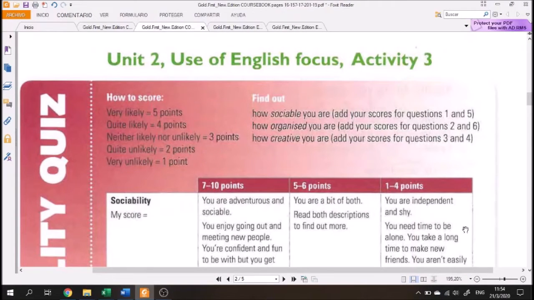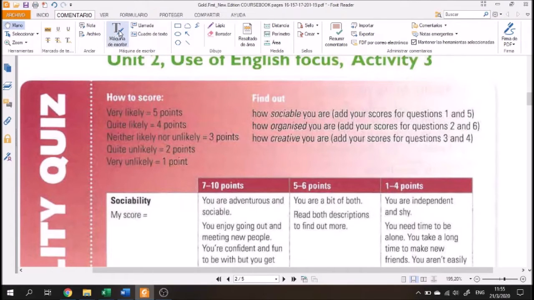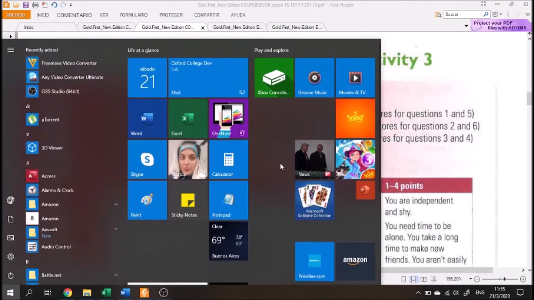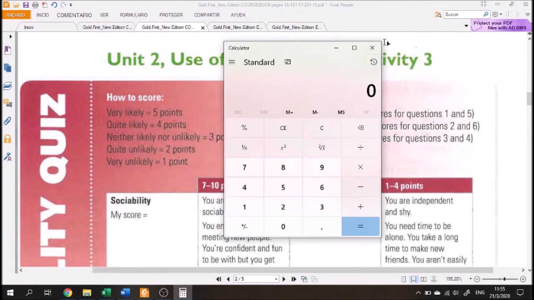This quiz is going to give us three pieces of information. First, how sociable you are, then how organized you are, and then how creative you are, right? So, to figure out how sociable you are, we have to add the scores for questions 1 and 5. In question 1, I chose quite unlikely.